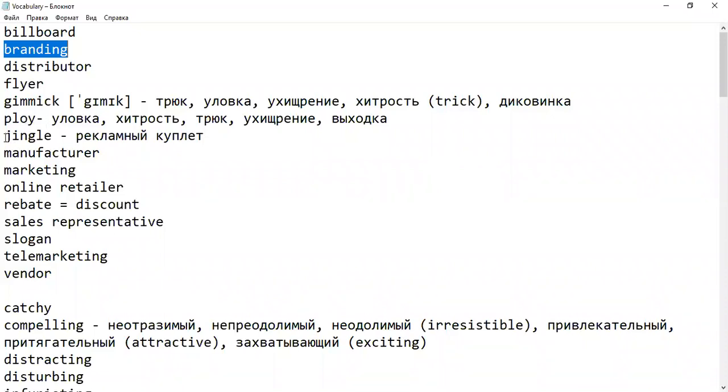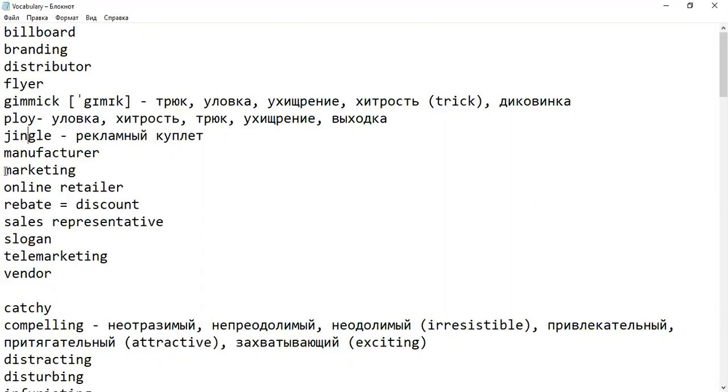Okay. So gimmick and ploy, these are two words related to advertising. They're quite high band lexical items. Then jingle, this is a kind of tune or maybe some words that rhyme or that you sing, and they're part of a commercial or some piece of advertising. Manufacturer, it's a person who produces something.